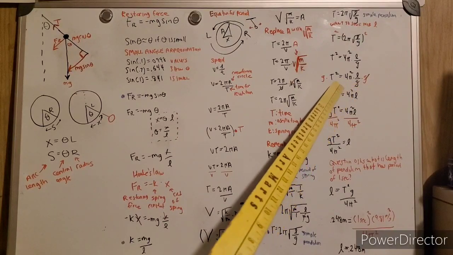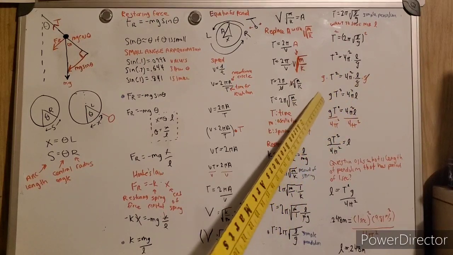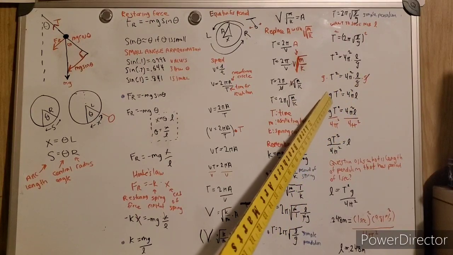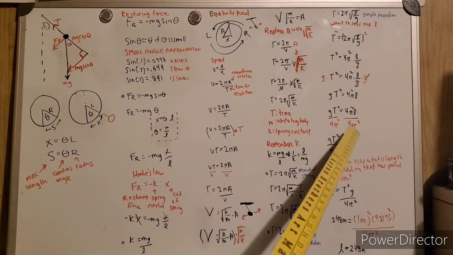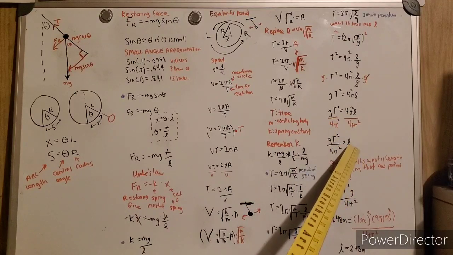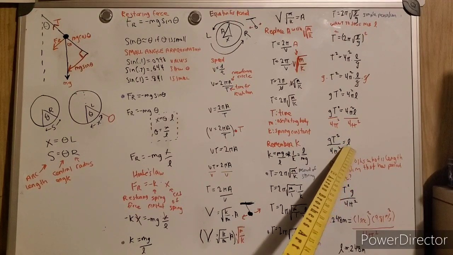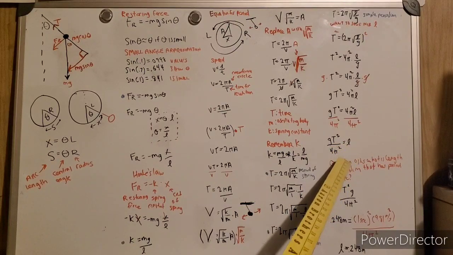We want to get L by itself, and it's L divided by g, so it's not by itself. The way to get rid of g is to multiply by g on both sides. Now we're left with g t squared is equal to 4 pi squared times L. But L is not by itself. You have the 4 pi squared attached to it. So divide by 4 pi squared on both sides, and we get L by itself: length is equal to g t squared divided by 4 pi squared.